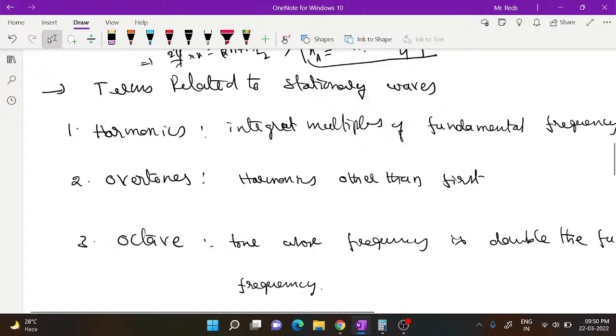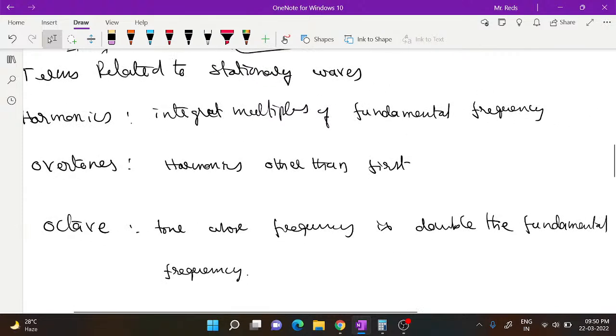What is that? We'll see one day. Overtone frequencies means the frequencies other than the fundamental frequency or first harmonic frequency. The harmonics other than the first harmonic are called overtones. The second harmonic will be called the first overtone, the third harmonic will be called the second overtone, like that. Octave means the tone whose frequency is double the fundamental frequency.